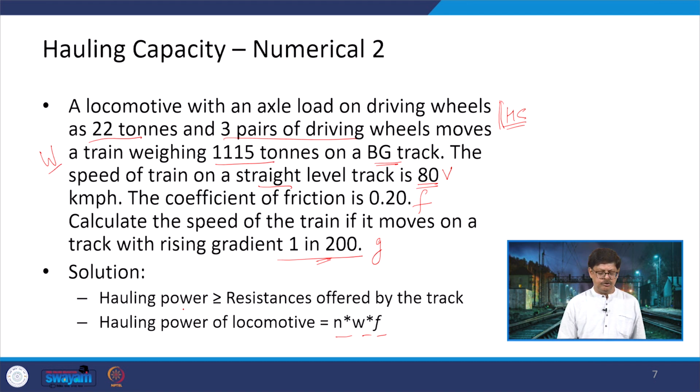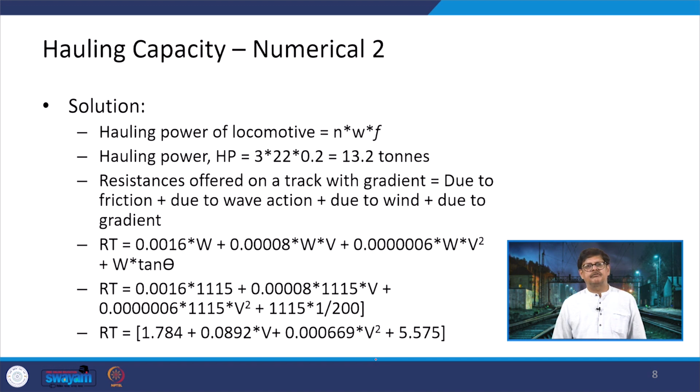and then we are going to check it with respect to the resistances offered by the track, where the resistances are now being defined additionally with the gradient also. So, the hauling power of the locomotive: N is the number of driving wheels, which is given as 3, 22 is the axle load coming on each of the driving wheel axle combination, and the coefficient of friction is 0.2. That gives you 13.2 tons as the hauling power. So, this is one value which finally we are going to equate.